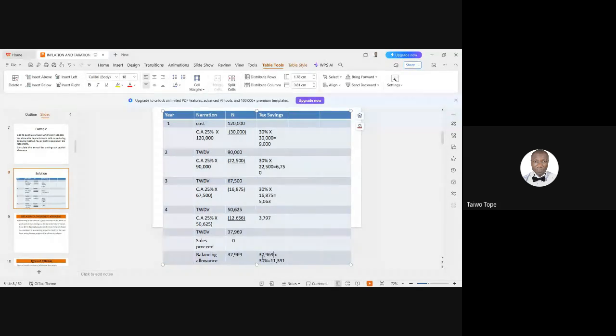So when we multiply that by 30%, you have 11,391. Based on the reducing balance method, any question? So this will serve as workings to questions that will come your way.